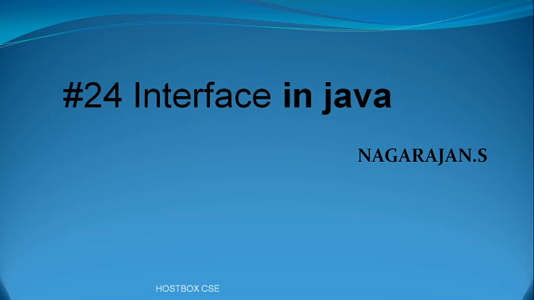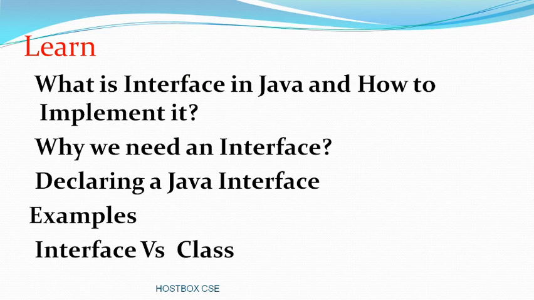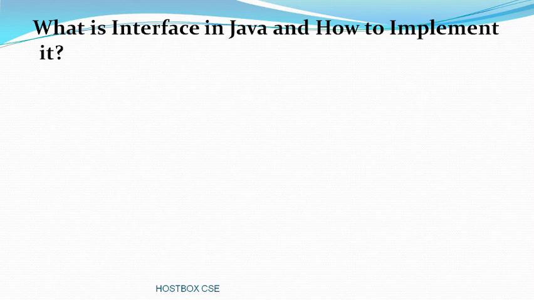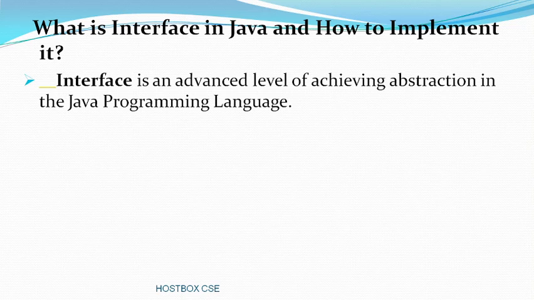Today we are going to see the interface in Java with practical demonstration of some programs, to learn what an interface in Java is and how to implement it, and also why we need an interface and why it is so important in Java. Also how to declare a Java interface, with examples like my interface and determining the perimeter of a polygon, and the difference between an interface and a class in Java programming. First you have to know what an interface in Java is and how to implement it.